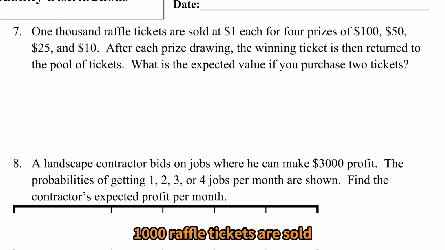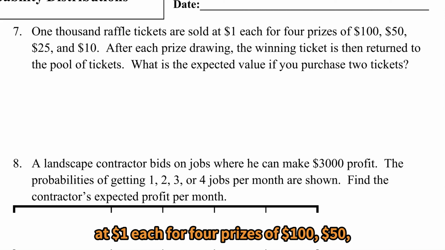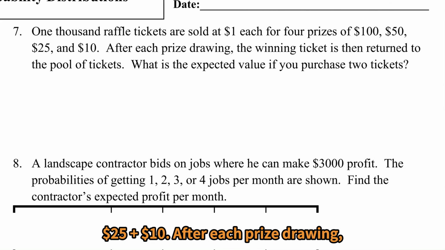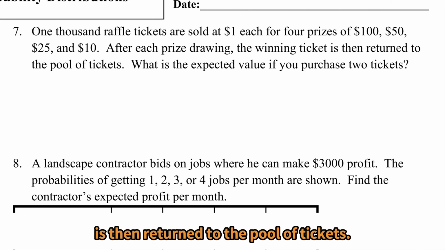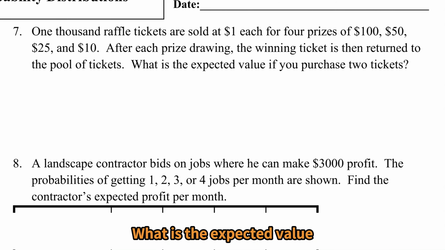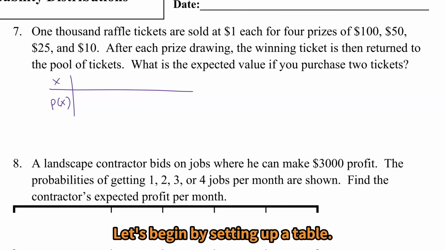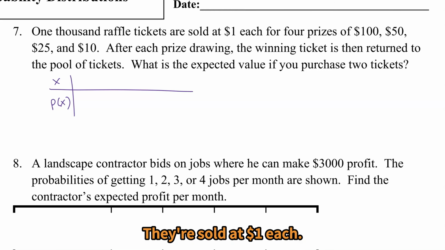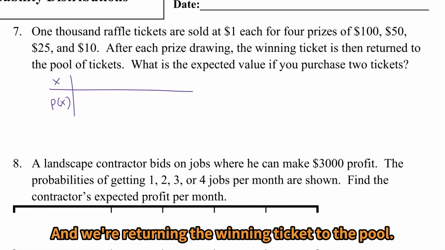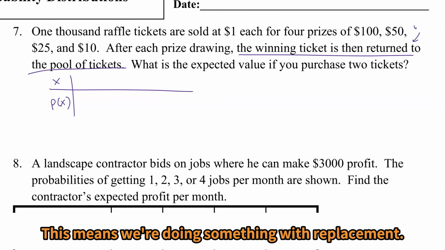1,000 raffle tickets are sold at $1 each for 4 prizes of $100, $50, $25, and $10. After each prize drawing, the winning ticket is then returned to the pool of tickets. What is the expected value if you purchase 2 tickets? Let's begin by setting up a table. Since we have 1,000 raffle tickets, they're sold at $1 each, and we're returning the winning ticket to the pool. This means we're doing something with replacement.